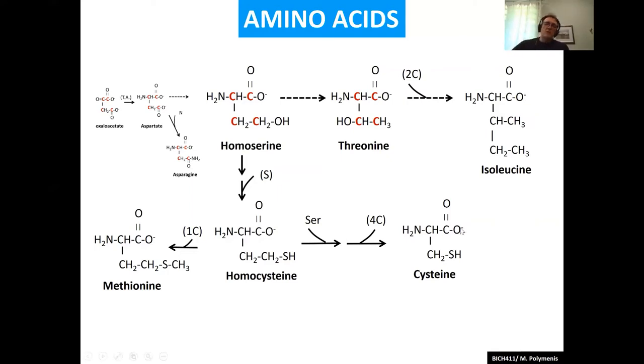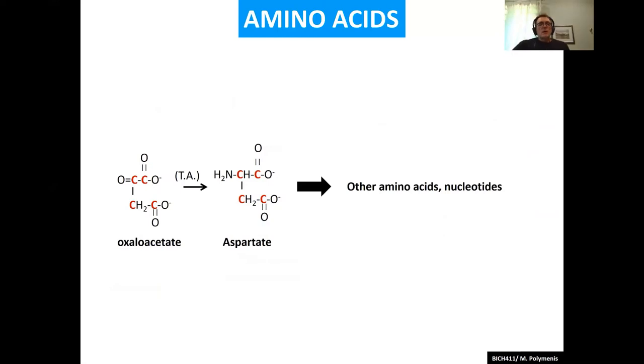From threonine, you can go to isoleucine. Isoleucine is a bigger thing. You need to have 2 extra carbons. All right, so let's start from the beginning. Oxaloacetate to aspartate, you have a transamination. We don't need to discuss this again.